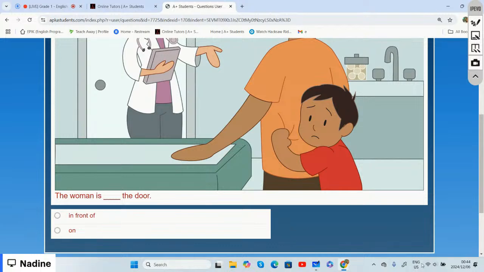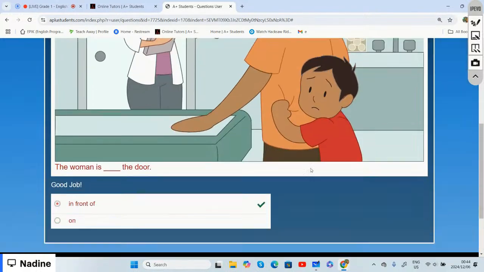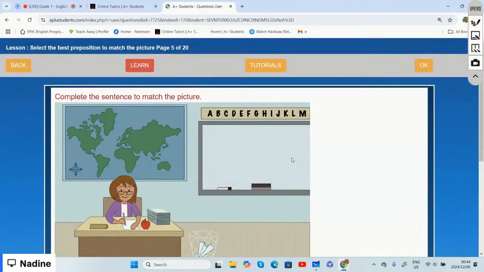So if we were to identify, then we can say the woman is in front of the door. She's in front of the door. And yes, in front of is correct.